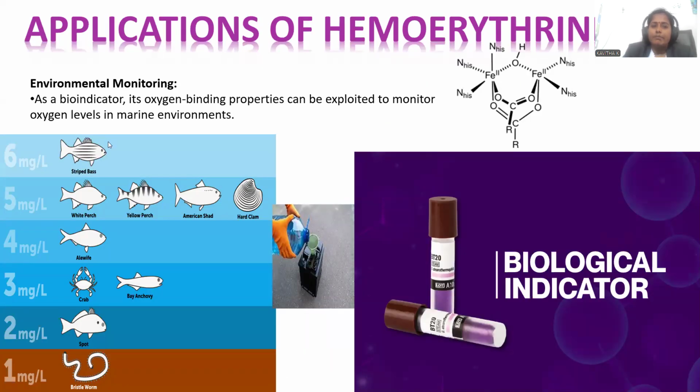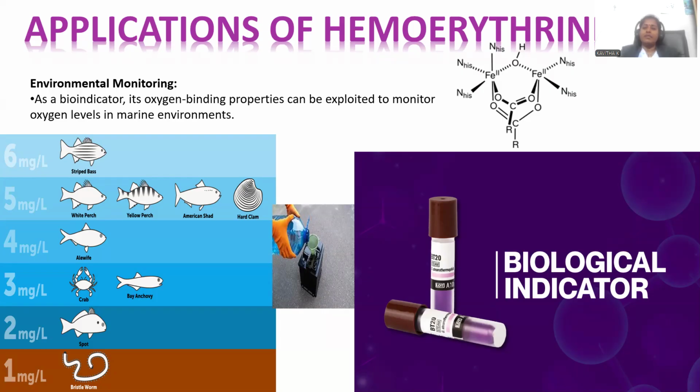Environmental monitoring: being a bioindicator, oxygen levels will be monitored. Low level oxygen, high level oxygen indication can be better provided by hemerythrin. It is the quantifying device to measure the levels of oxygen in marine environments. This is the way environmental monitoring is also possible. Obviously, the oxygen level in the water indicates the level of pollution as well.